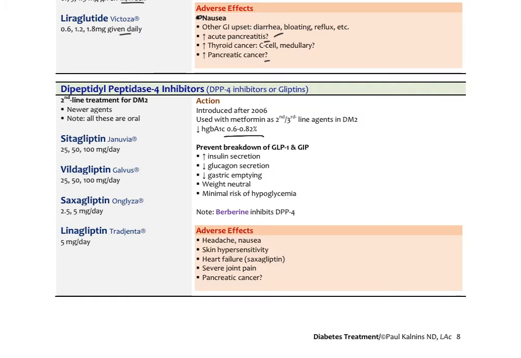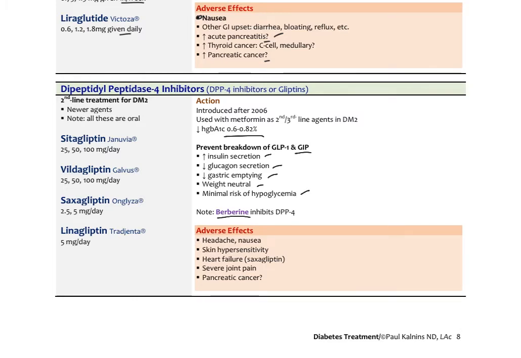Now, interestingly, berberine also inhibits DPP4. So we can say we have a natural DPP4 inhibitor through berberine. So by decreasing the breakdown of GLP-1 and its related peptide GIP, which is also secreted by the small intestine mucosa, this will increase insulin secretion, decrease glucagon secretion, decrease gastric emptying. They're weight neutral, and they have minimal risk of hypoglycemia, but no real benefits that we've seen so far on cardiovascular mortality, or at least not as much as the GLP-1s.